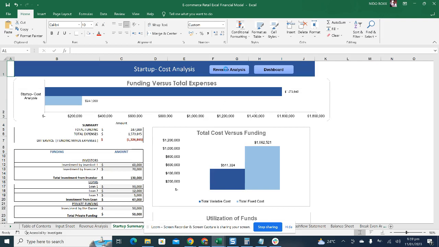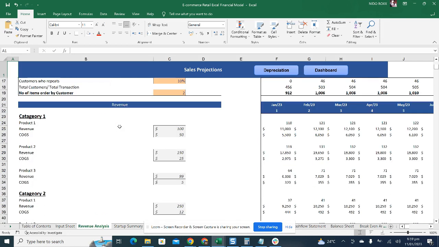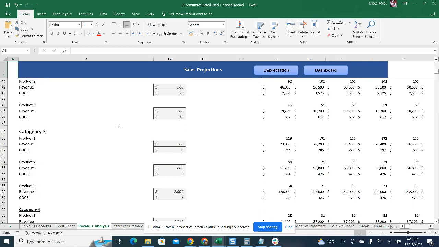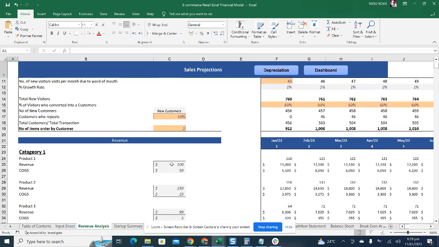Moving on to revenue analysis. The revenue analysis on a monthly basis of 5 years includes your total number of new visitors and your total number of orders by customers. Further, it includes revenue and cost of goods sold of each category and your products separately. At the end of the sheet, you will have your total revenue and total cost of goods sold.